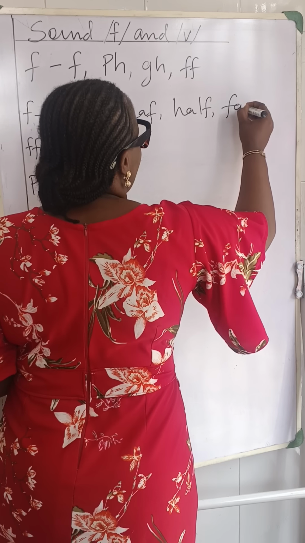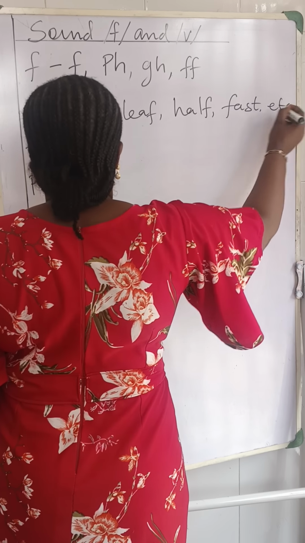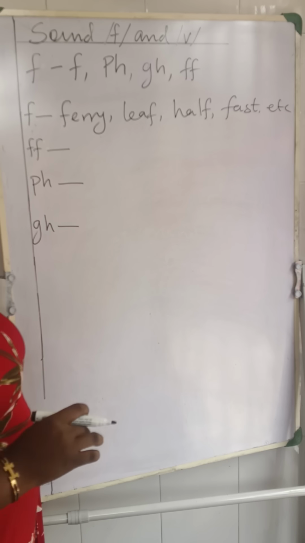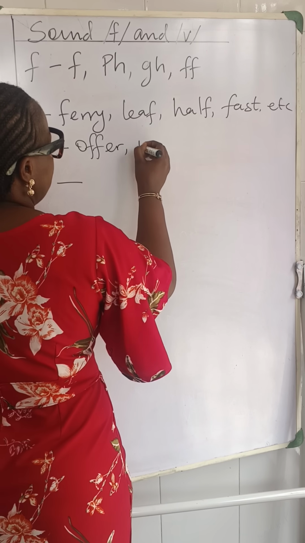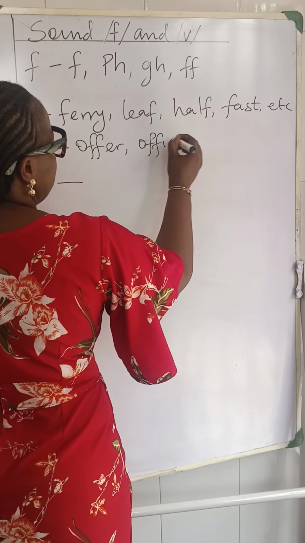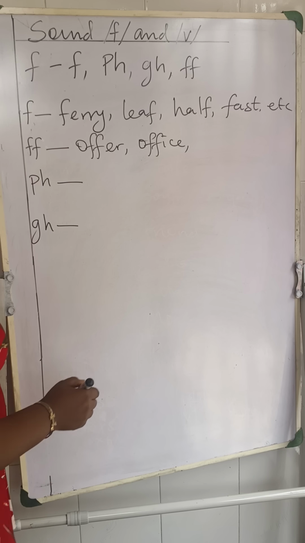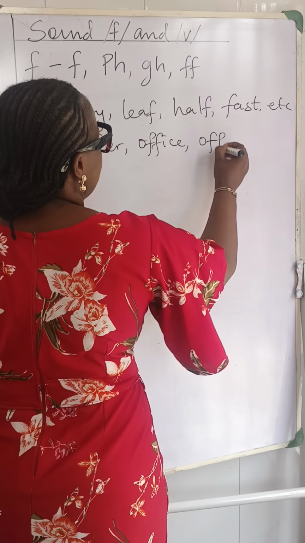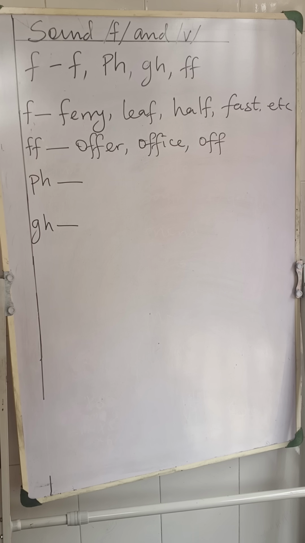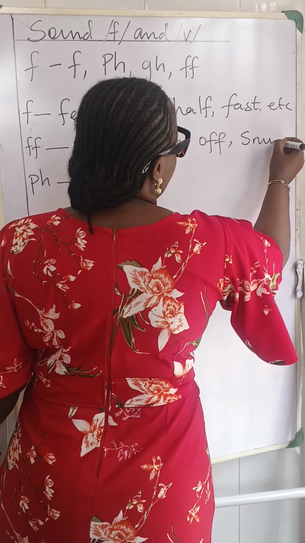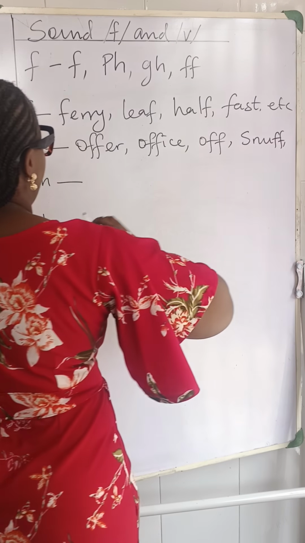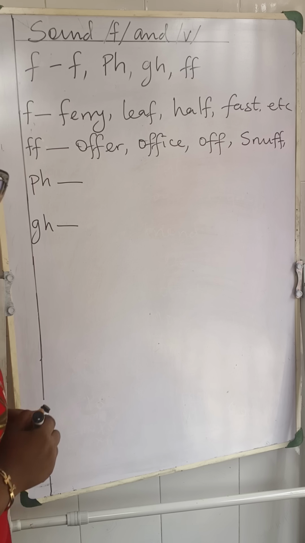Let's go to the second one. FF: offer, office, off, cliff. We have cliff. The double F, where is it? At the end. We have snuff, etc.